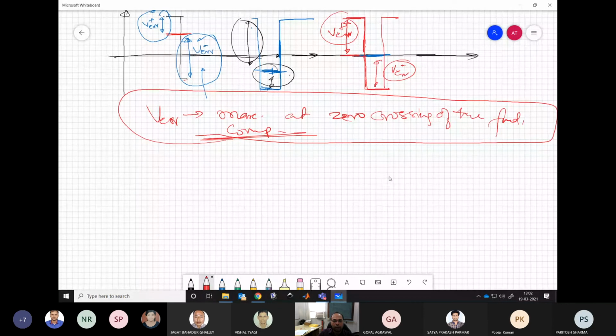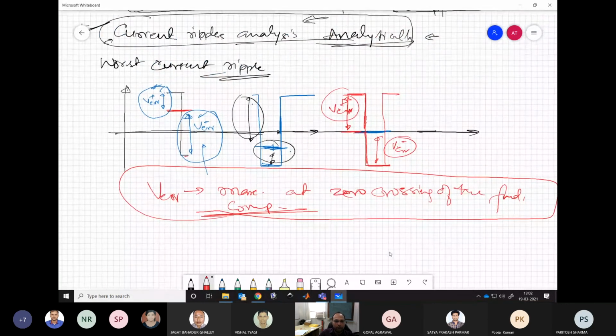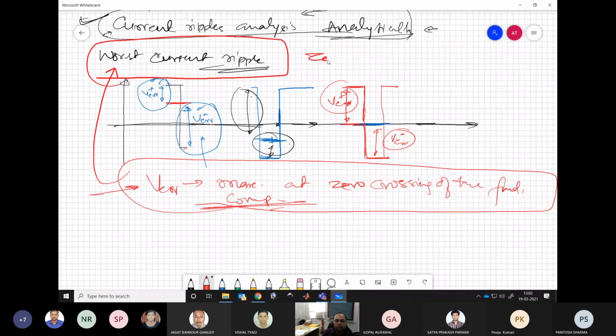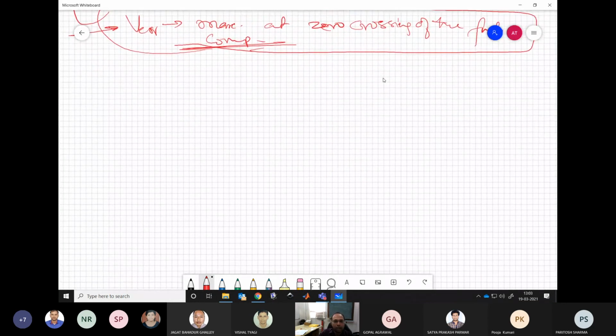So then what we can do, because we have the worst voltage error at the zero crossing, that is why we have worst current ripple at the zero crossing of the fundamental voltage, not at the fundamental current, but at the zero crossing of the fundamental voltage, we will have maximum current ripple. So analysis we can do sometime later, but the scenario I will just show how it looks like.